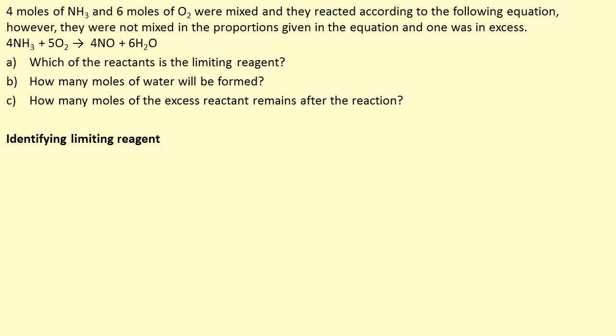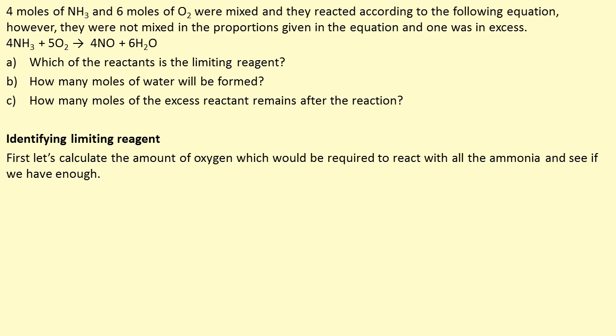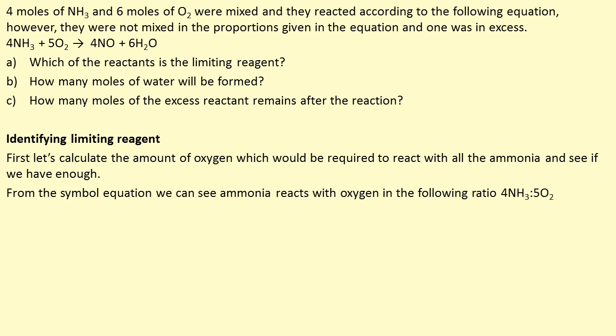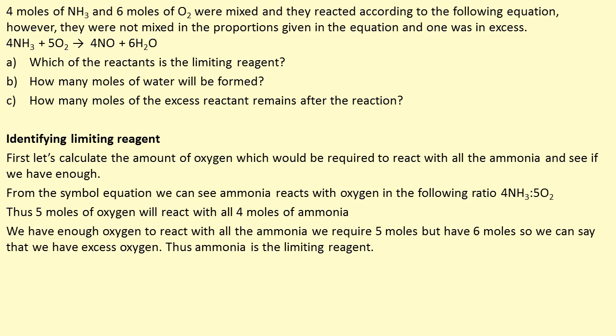First, let's calculate the amount of oxygen which would be required to react with all the ammonia and see if we have enough. From the simple equation, we can see ammonia reacts with oxygen in the following ratio: 4 moles of ammonia to 5 moles of oxygen. Thus, 5 moles of oxygen will react with 4 moles of ammonia. We have enough oxygen to react with all the ammonia. We require 5 moles, but have 6 moles, so we can say we have excess oxygen. Thus, ammonia is the limiting reagent.